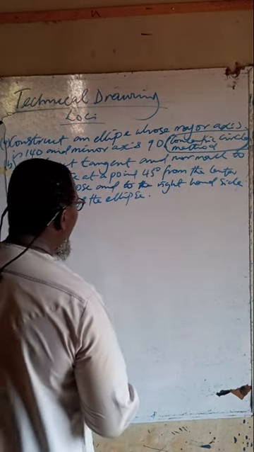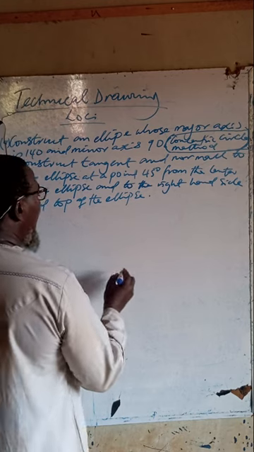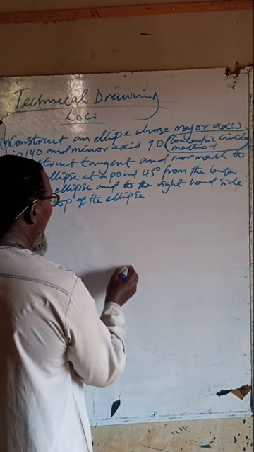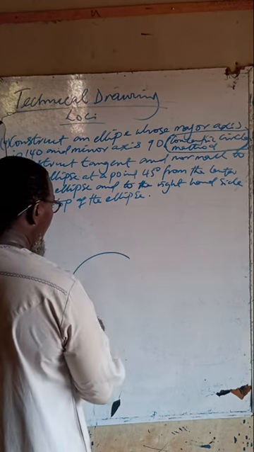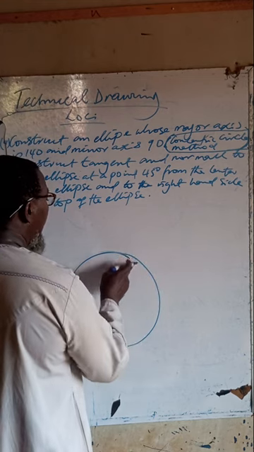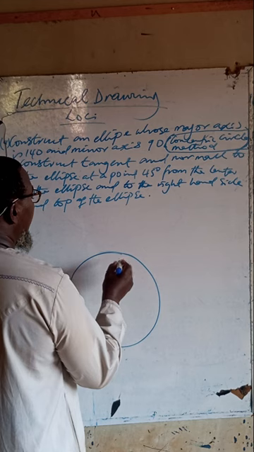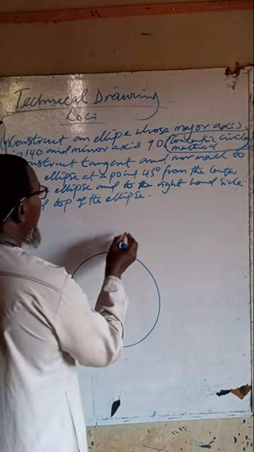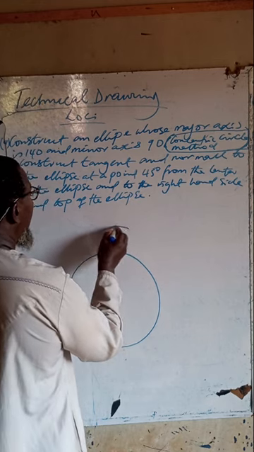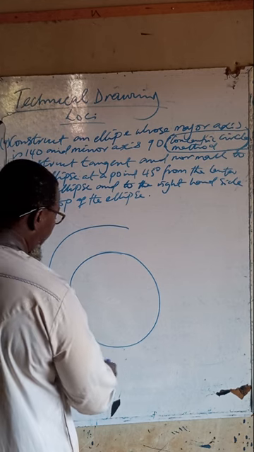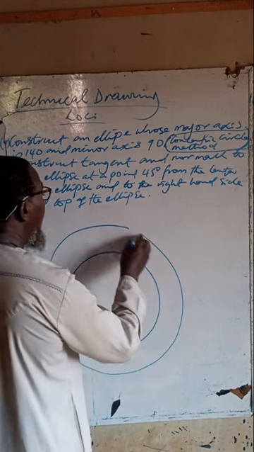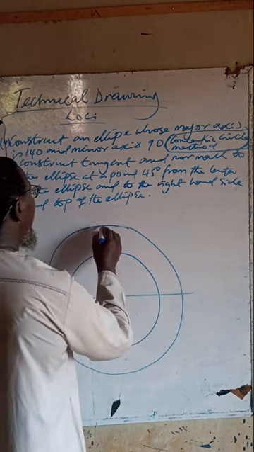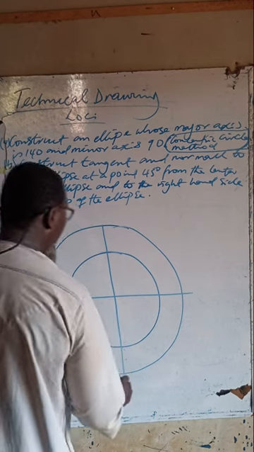So how do you draw the concentric circle method? The minor axis is 90, so you're going to use a radius of 45 to draw a circle. Radius 45, that means diameter will be 90. Then draw another circle of radius 70, that's diameter 140. Then you divide it into 12 equal parts.